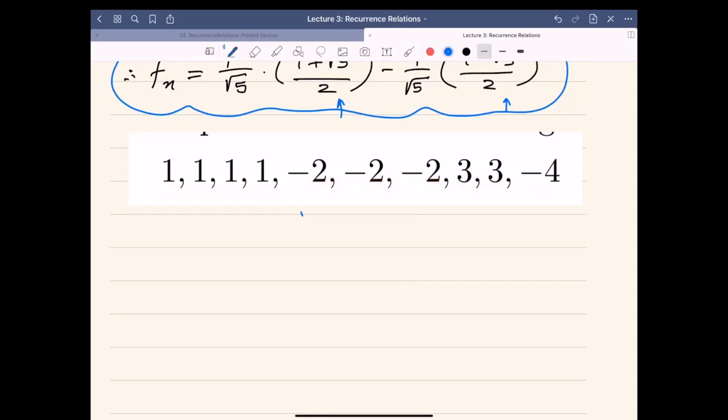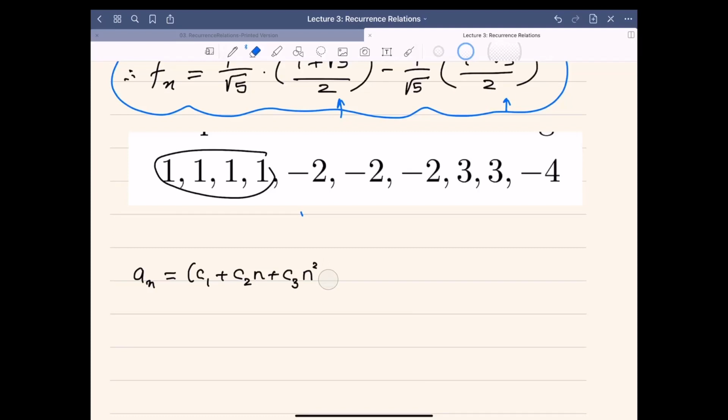So what will be the general solution? Here I'm assuming that the name of the recurrence relation is an. So we will have an. Now, since 1 is repeated 4 times, it will be multiplied by a polynomial c1 plus c2n plus c3n squared. And we continue because it should be of degree 3, so the next one is plus c4n raised to power 3, multiplied by 1 raised to power n.